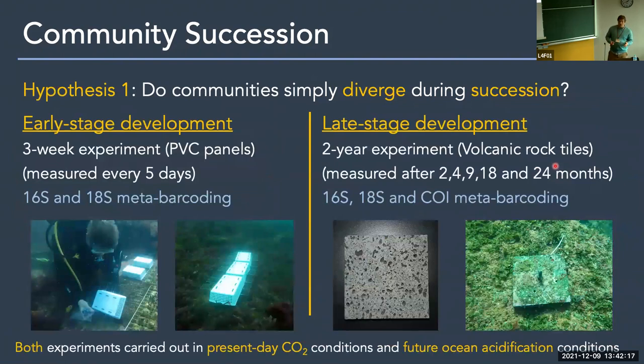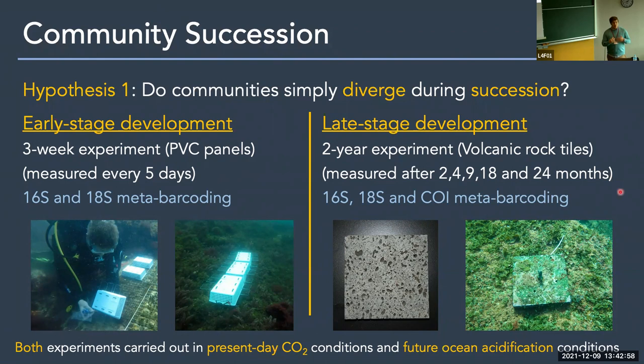So on the first one, we wanted to look into the very short term. And so along with a PhD student from New Zealand, we carried out some experiments using some Perspex plates. And then over a 3-week period, we collected them every 5 days to see how the prokaryotic and eukaryotic communities would be affected. We looked at this using metabarcoding, so quite a simple design with 16S for the prokaryotic and 18S for the eukaryotic. And we carried this out in both the two sites I mentioned previously, so our present day and our high CO2 seep site.